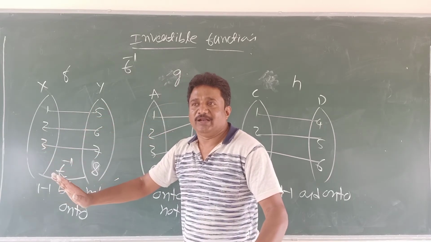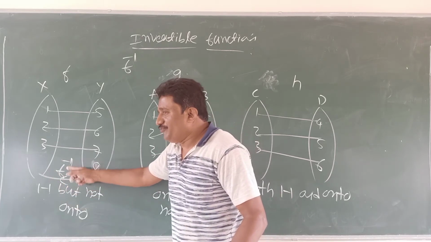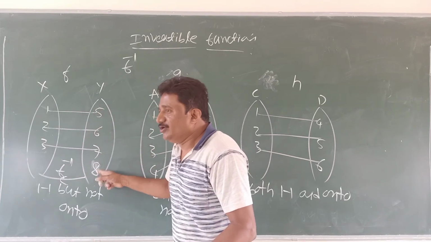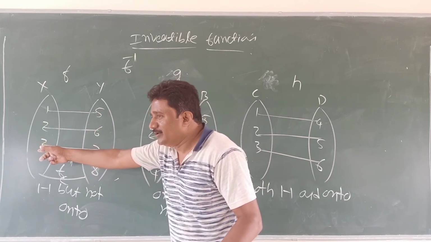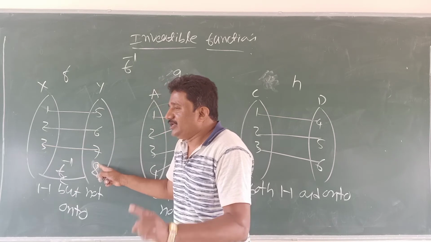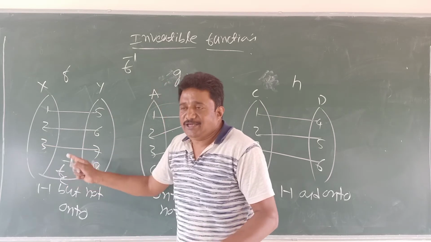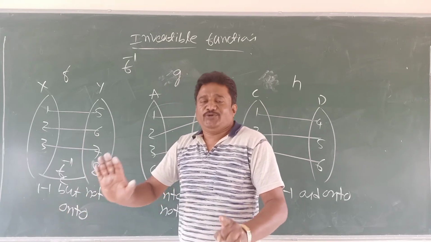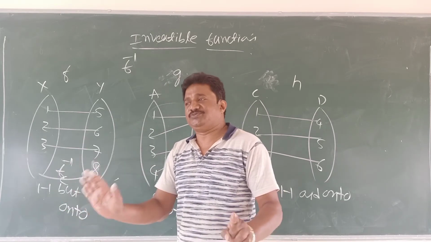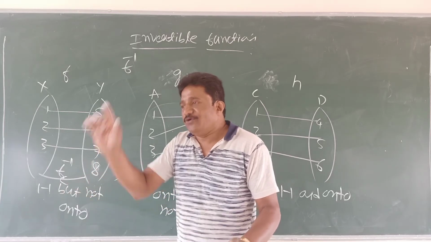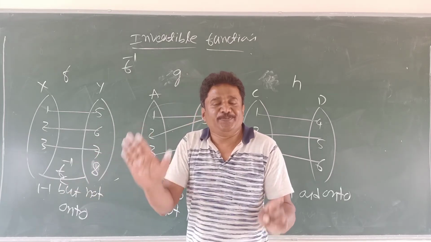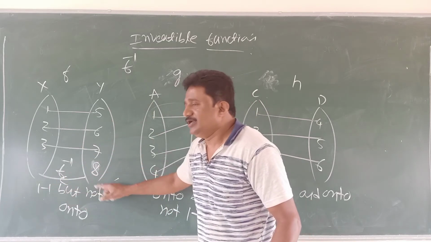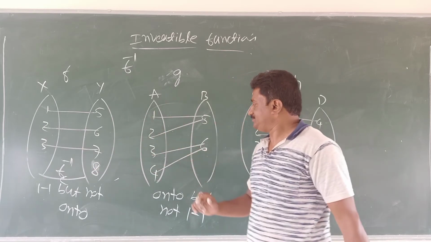It is not possible to say F inverse is a function, because it must relate all the elements of the domain with the elements of the codomain. Here 8 is not related. If 8 is not related, is F inverse a function? No. It is not a function, so you should not go for speaking about inverse function. First it must be a function. Inverse is not possible for this function.